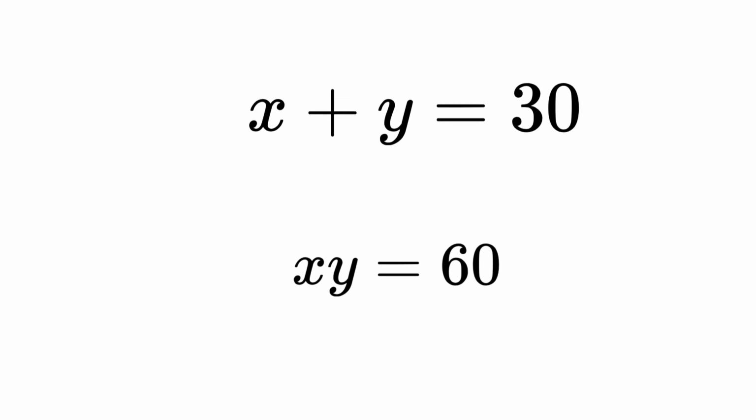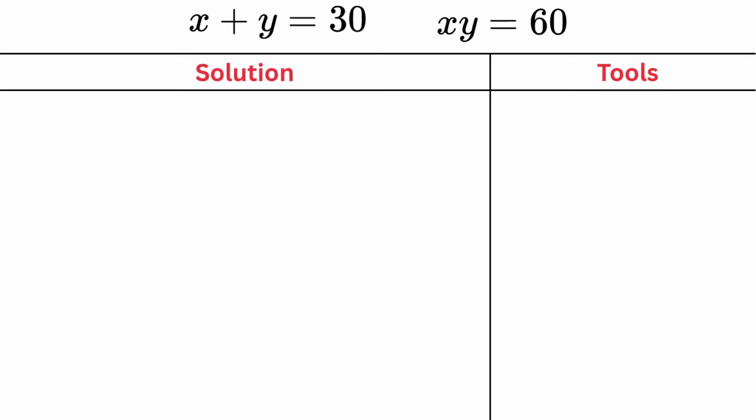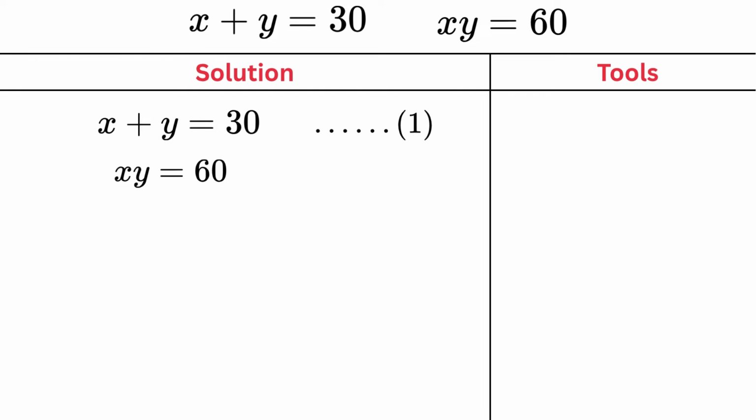Hello, you are welcome to solve this math problem, which is x plus y is equal to 30 and xy is equal to 60. To find the values of x and y from these two systems of equations, in the first step, we will start by letting this be equation 1 and this be equation 2.